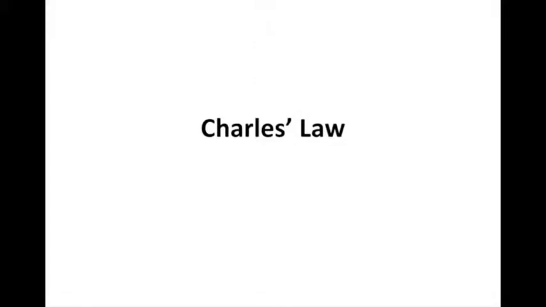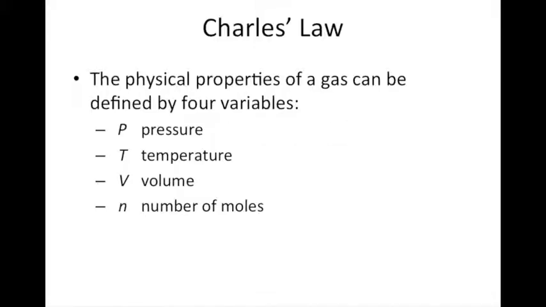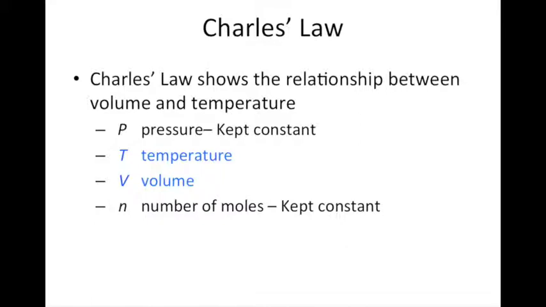In this video, we're going to examine Charles's law. So the physical properties of a gas can be defined by four variables: the gas pressure, temperature, volume, and the number of moles of the gas. Charles's law shows the relationship between the volume and the temperature of a gas. So in order to analyze the relationship between volume and temperature, we must keep our other two variables constant. So the pressure and the number of moles must remain constant in these experiments in order to analyze this relationship.